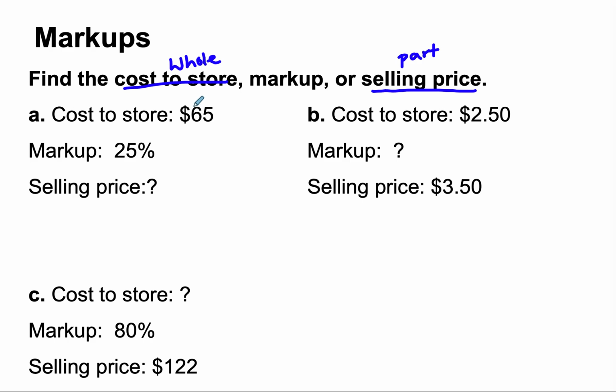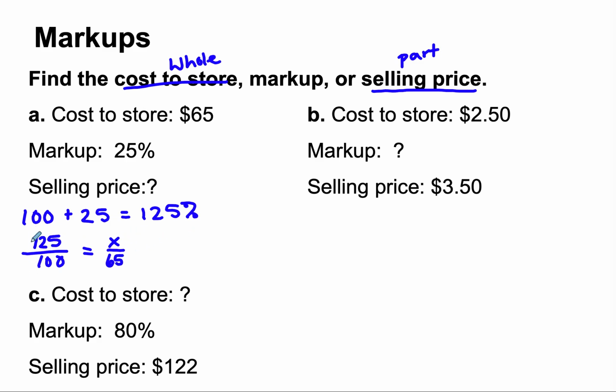All right, cost to store is $65. The markup is 25%. We don't know the selling price. So we're going to go ahead and start with adding with our percent and 100. 100 plus 25 equals 125%. That's the percent we're going to use in our equation or our proportion. I'll go ahead and do a proportion first. So for my percent, 125 out of 100, percent over 100 equals part over whole. My part is the selling price. I don't know what that is. My whole is the cost to store, which is 65.